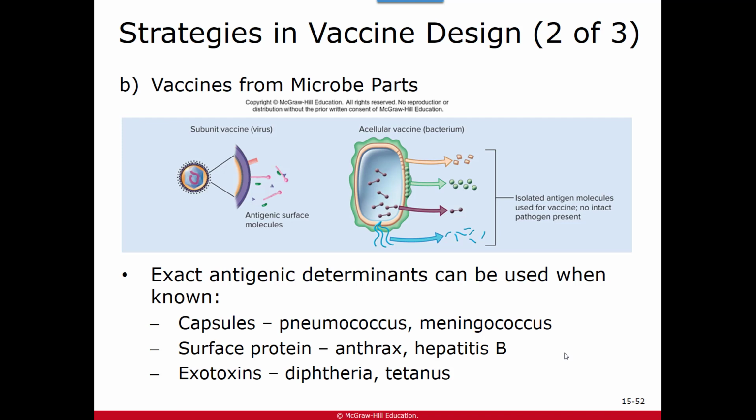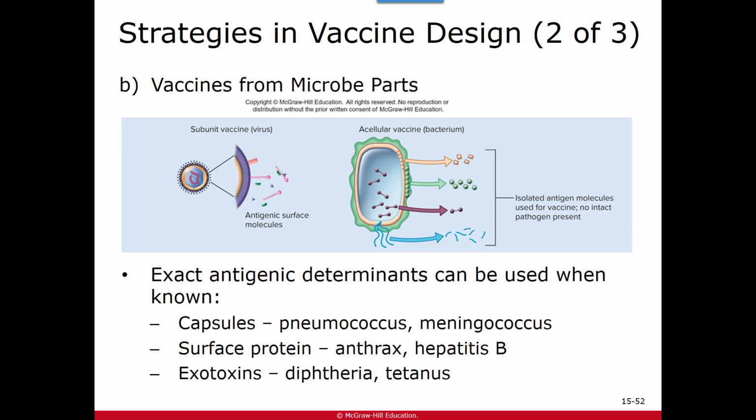We can also do vaccines from micro parts. You don't need to be given the whole cell. Instead of the whole organism, sometimes we just take some of the tiny little antigens on the outside. Maybe we just take part of a capsule that's unique to a particular organism, or some type of surface protein, or some type of toxin. And you're given just that small part. It's enough, it still has the antigen, those different little epitope structures that are going to elicit an immune system response, but you don't have to be given the whole organism.